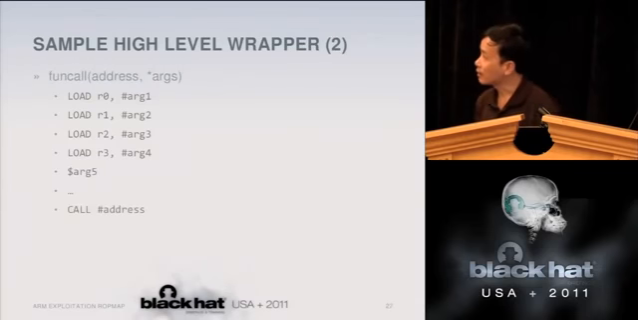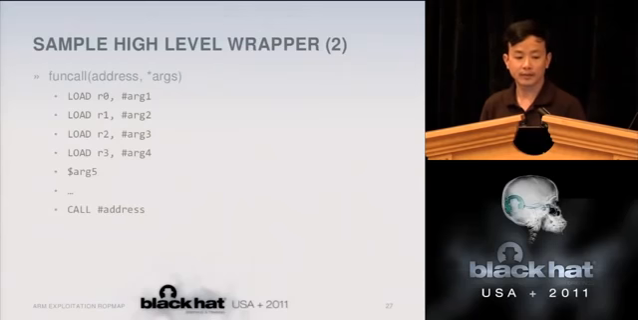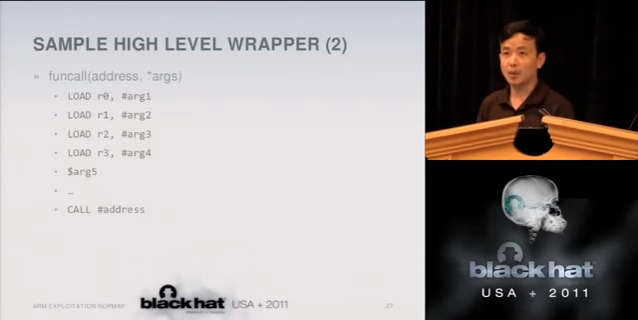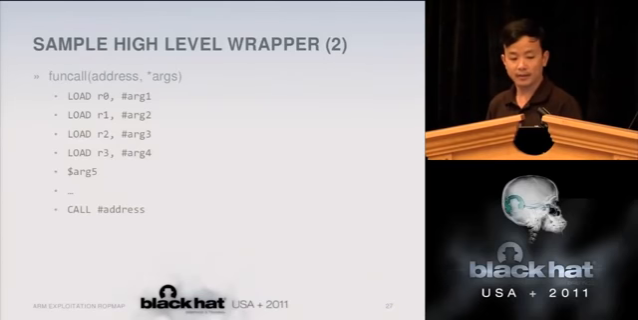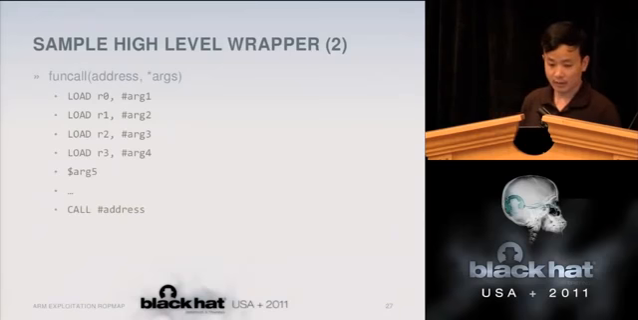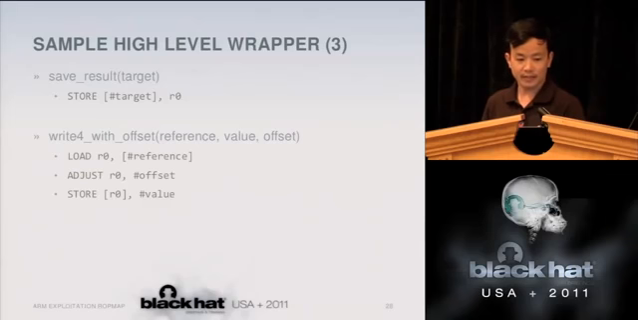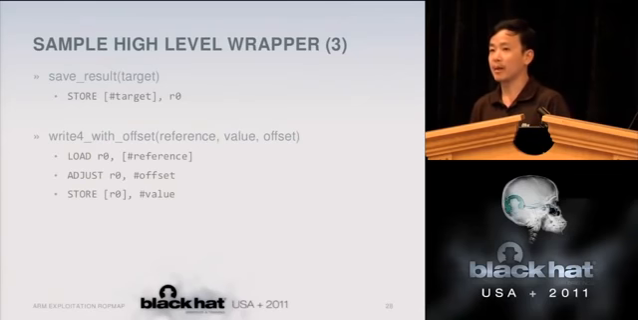You can write a high-level wrapper for function call, where you load arguments to registers. If there are more than 4 arguments, the 5th argument will go to the stack, and at the end you call the function address. That's it for the shellcode. You can also write a wrapper for, let's say, copying from a function call to some memory, or doing repeated writes every 4 bytes to a memory region.